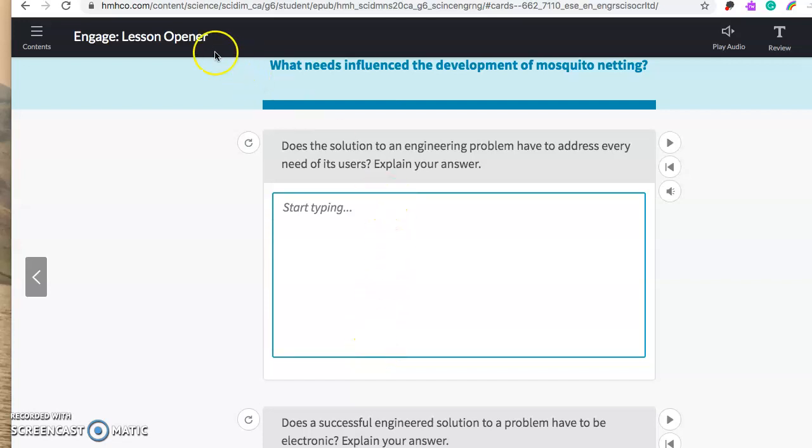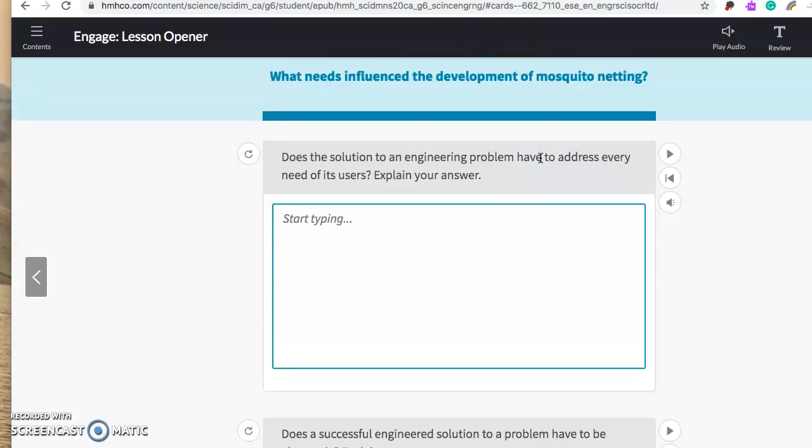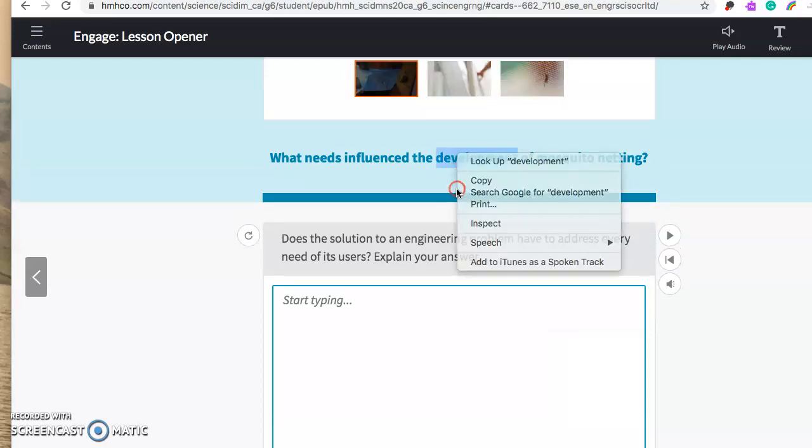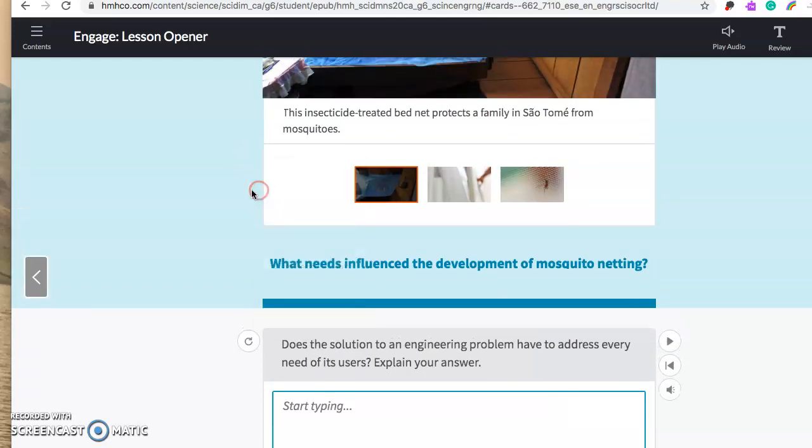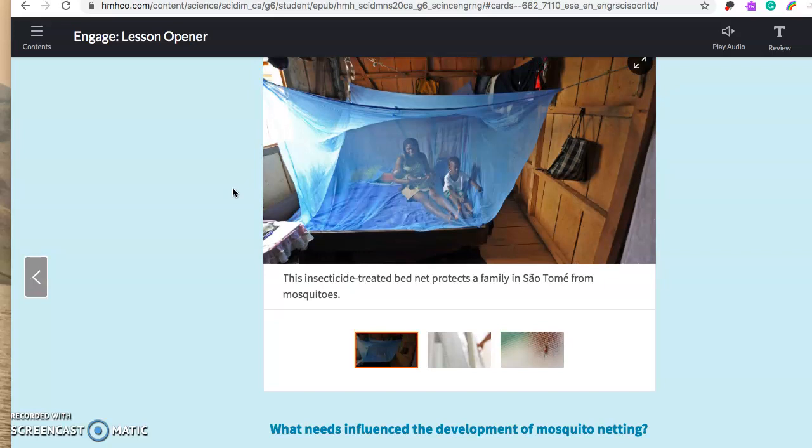Okay, so this is the lesson opener for 6th grade. It's talking about engineering and how to solve problems, and it's talking about what needs influence the development of mosquito nets. So I scrolled down. You guys might have seen the picture of the mosquito netting ahead of it, right here.